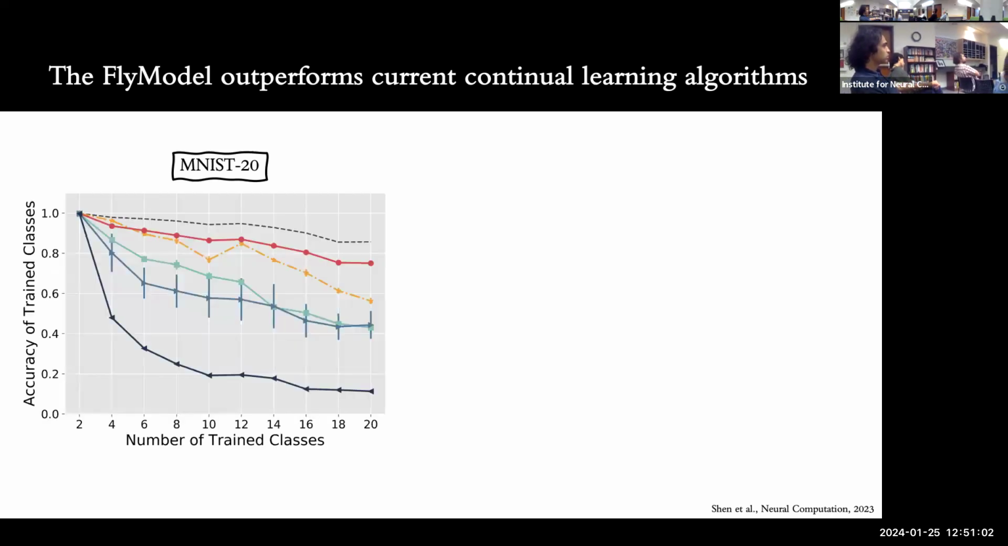So there are in total 20 classes in this data set. You can look at the x-axis, which is the number of classes that have been trained so far, and the y-axis is the test accuracy here. I want to draw your attention to two control models, the offline model and the vanilla model. The vanilla model is just a plain feed-forward neural network with no continual learning modifications.